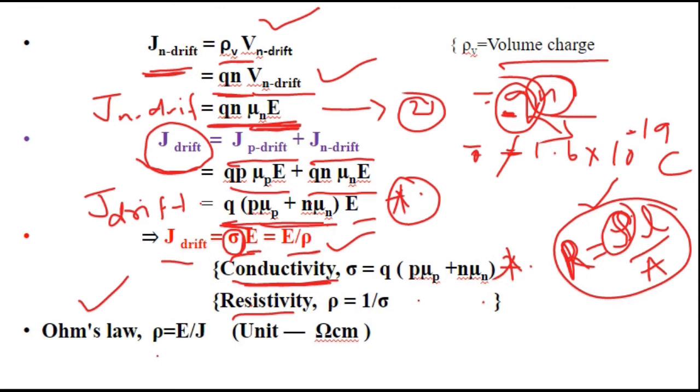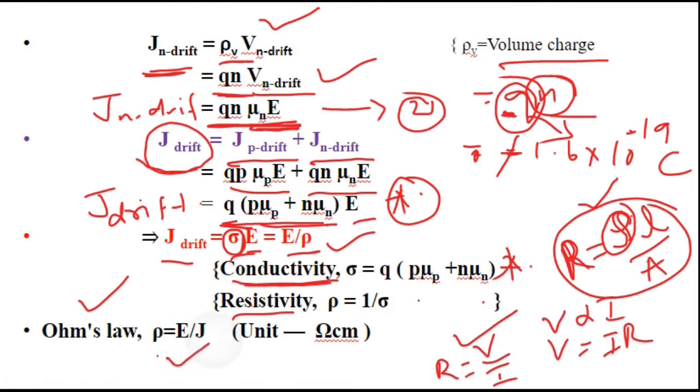So here our Ohm's law, we can represent it as V proportional to I, or we can write it as V is equal to IR. So here your R will be equal to how much? V divided by I. So in comparison with this formula, we can find an Ohm's law with current density, with electric field and resistivity.